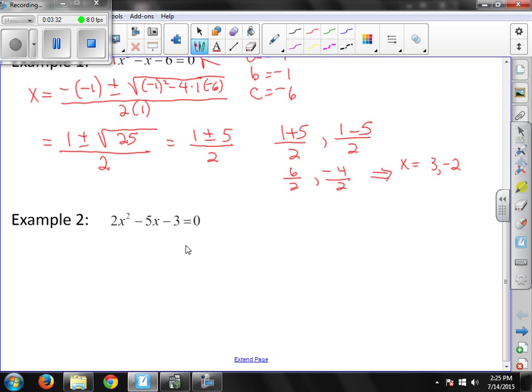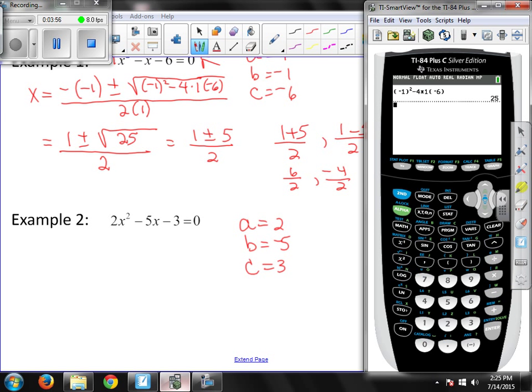Let's do example 2. This is another quadratic equation in standard form. I'm going to identify my a as 2, b negative 5, c negative 3. Now we can plug all of these into our quadratic formula and calculate our solutions. But let me show you on the calculator how it can help us do it. Again, I'm going to go to Programs, and notice number 5, I have a quad program. So I'm going to select 5, enter. If it's in standard form, all you need to do is put in your a, b, and c.